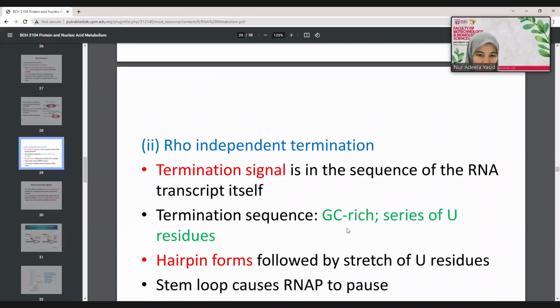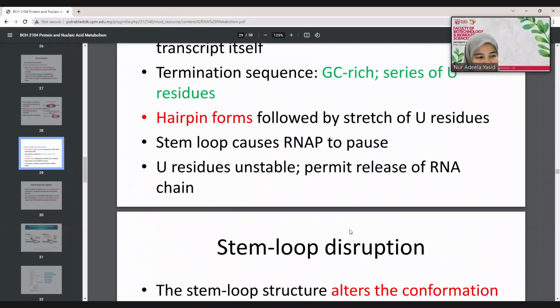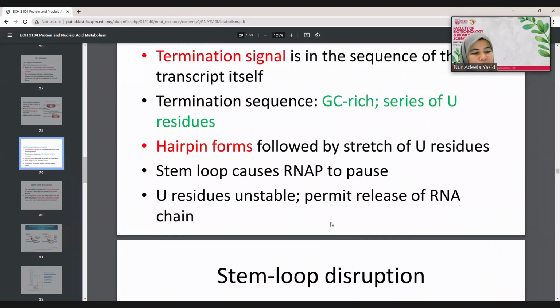Okay, GC-rich sequence. So they will form a hairpin, stem loop. Okay, hairpin or stem loop. And the series of uracil will help to dissociate the RNA polymerase from the complex. Okay, this is how the transcription process is terminated. Still kena ada termination process. Kalau tak, the transcription process is an ongoing process.